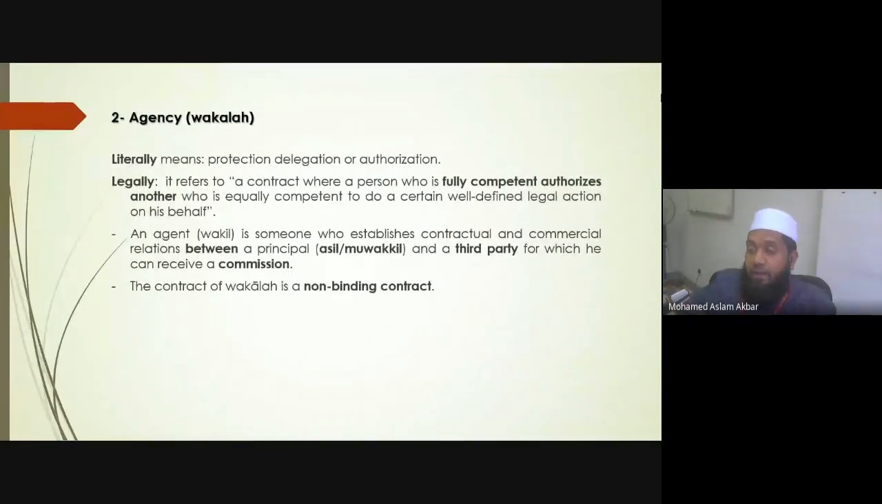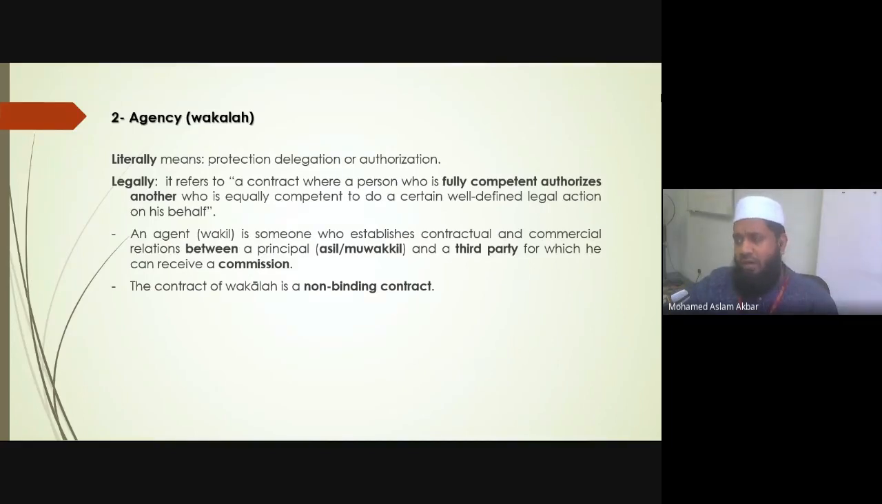Okay. The next topic is agency. Wakala literally means protection, delegation, or authorization. Legally, it refers to a contract where a person who is fully competent authorizes another who is equally competent to do a certain well-defined legal action. You need to understand the differences very well, because we are not talking about guardianship, we are talking about agency, wakala. And I'm telling you, there are so many wakala right now still going on in our life. We just need to look into it.